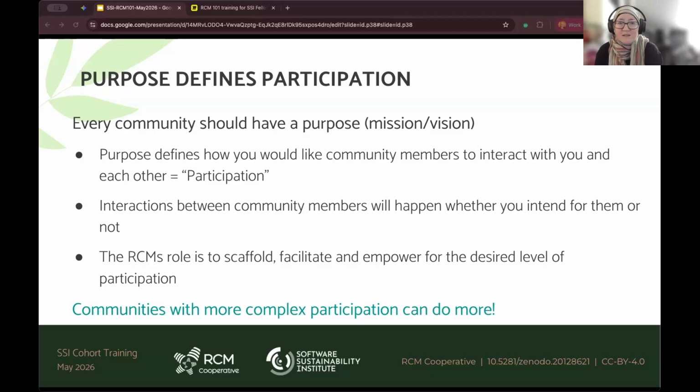What you also need to consider is that interactions do happen within your community just naturally. So if you don't plan for the participation that you want, people are going to do stuff. Okay.